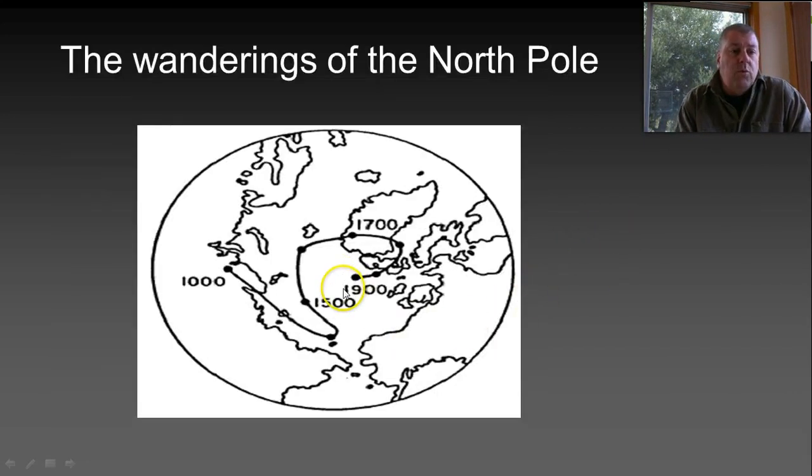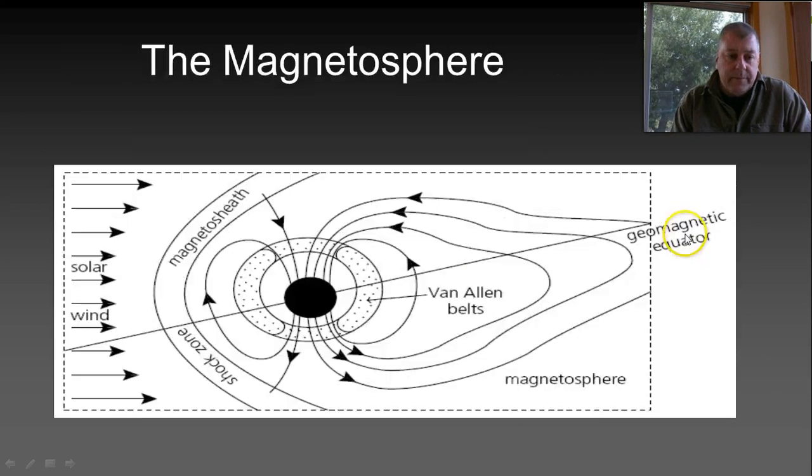So this is a picture of the wanderings of the North Pole. I couldn't find one for the South Pole, but the South Pole has wandered around just as much. But historically, we've got better records over a longer term for the North Pole. So this was year 1000, and you can see that over the years it's wandered around, and it's out there in the North Atlantic at the present time. So it's actually wandering around.